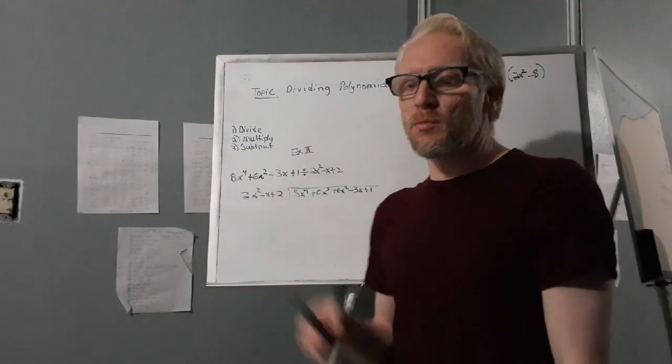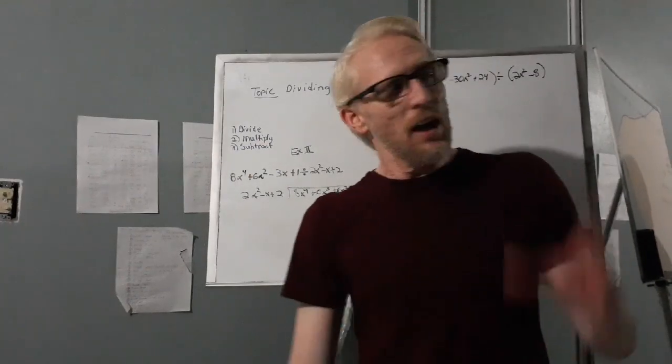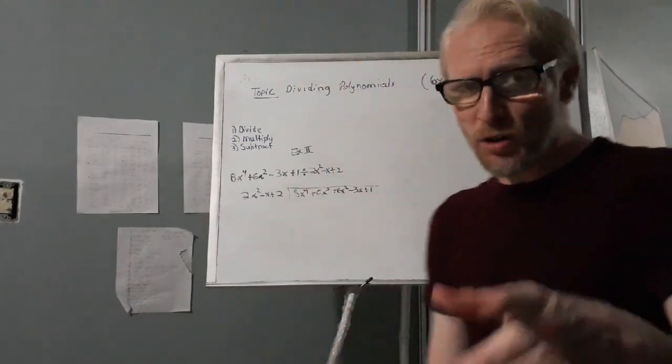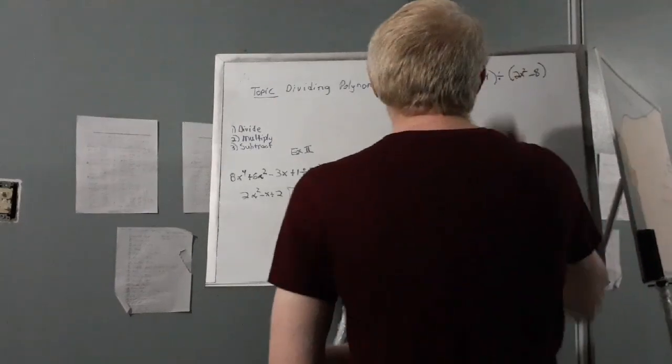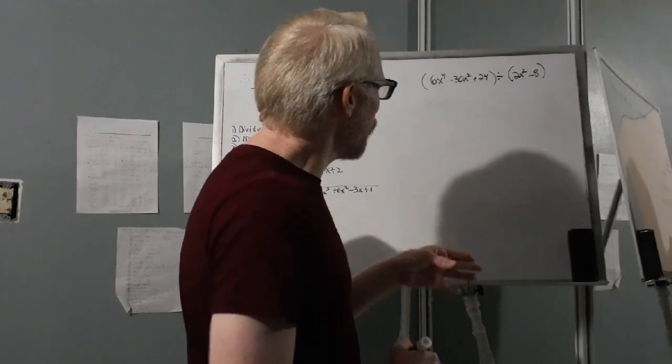So I got two examples, one that's not in your book and the other one that is in your book. This one is actually example number 2 on page 271 of your textbooks, so you guys can go ahead and review that one. And this one is from an external source that I found. So here we go. So we have 6x to the power of 4 minus 30x squared plus 24 divided by 2x squared minus 8.